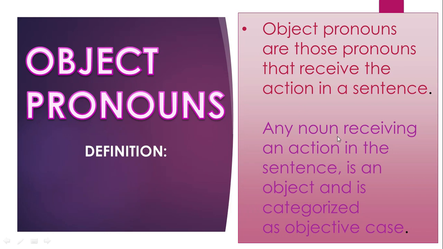Any noun receiving an action in a sentence is an object. Okay, what is object? I told you that object is that on which the work is done, or you can say a noun or a name of anything or place or person that receives the action in a sentence is an object and is characterized as objective case. That is called objective case. So this is clear from the definition that object pronouns are those pronouns which are used in place of a noun. Instead of the object's name, you can write the pronoun.